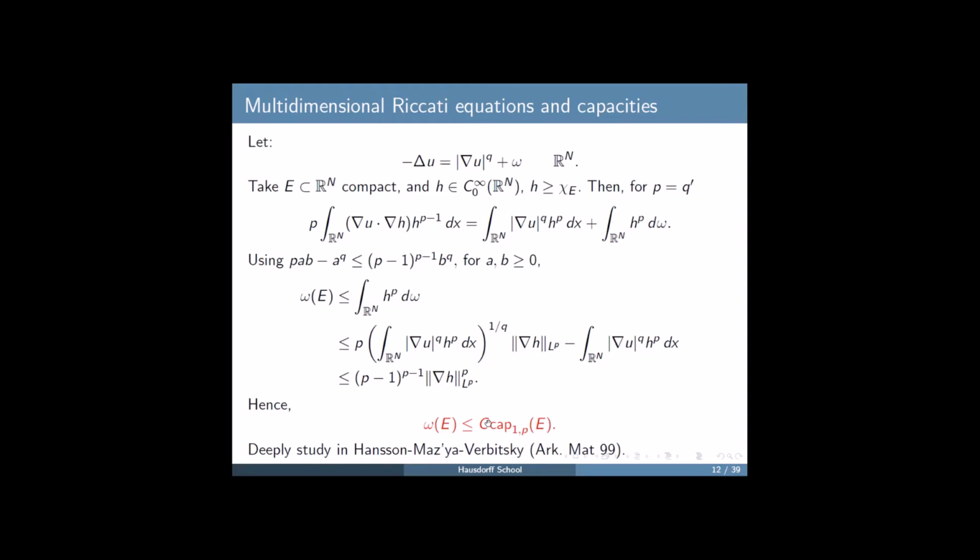Okay, I will define the capacities later, but what we have here is that we need some control on the measure in order to have a solution for the original problem. So this is again related to the presence of first order terms in equations and the restriction on the size of the source. So this is another version of the restriction on the size of the source. These kinds of results were deeply studied by Hansson, Maz'ya and Verbitsky, and indeed they proved that this condition over here is also sufficient to get existence of solutions, okay?